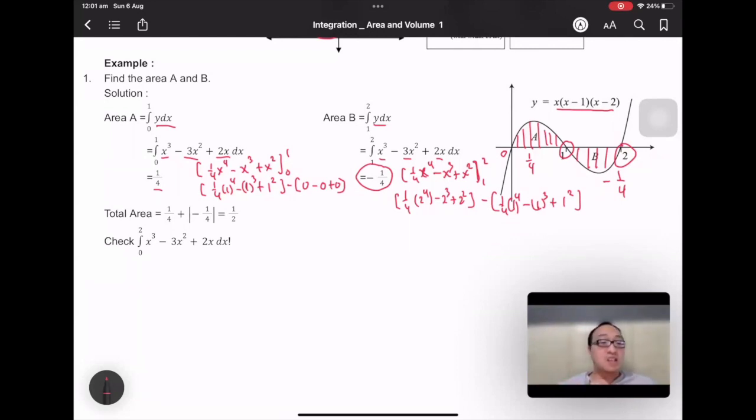Since area cannot be negative, we have to remove the negative sign from area B. So we put the absolute sign there to remove the negative. So it will become 1/4 plus 1/4 equals 1/2. So the area of A and B together will be equal to 1/2.